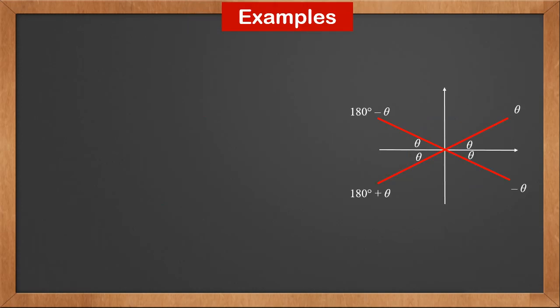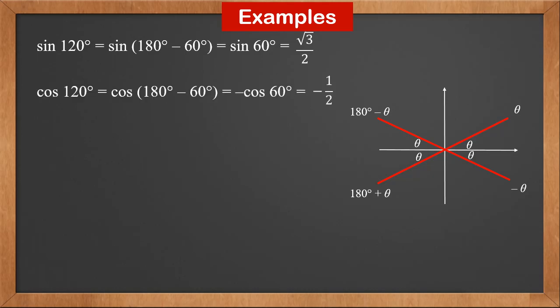Let's look at some examples. It always helps to sketch the diagram with the arm and angle. Sine 120 degrees is sine 180 minus 60 degrees. So it is equal to sine 60 degrees, which is root 3 over 2. Cosine 120 degrees is cosine 180 minus 60 degrees. So it is equal to minus cosine 60 degrees, which is minus half.